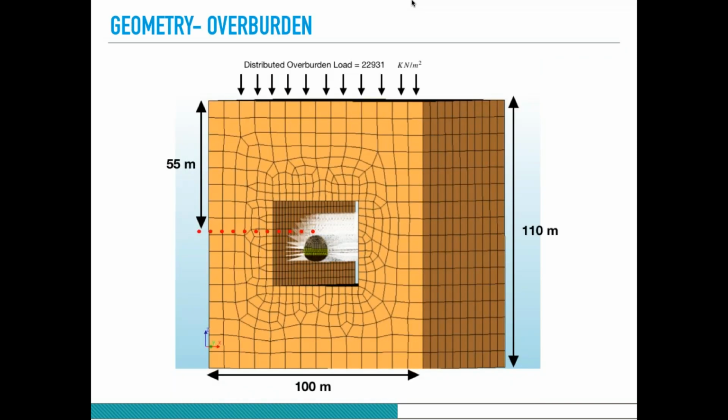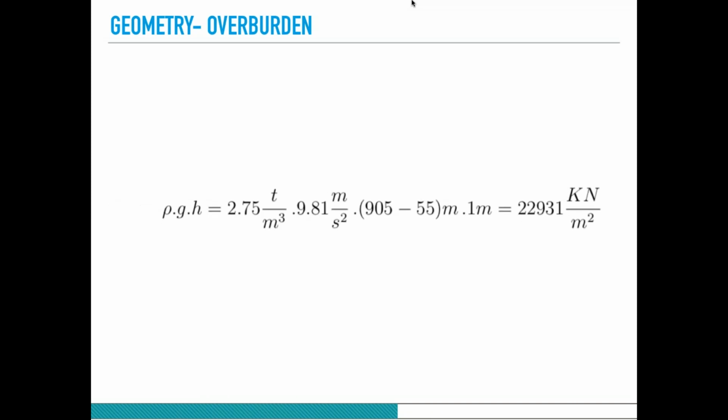This is also a view of the model. It's a cube of 110 by 100 with an overburden of 905 meters, but here just 55 meters is considered, and the rest is applied as a distributed load at the top of the rock mass around the tunnel, using this formula with the density of the rock mass and the height up to the tunnel top.